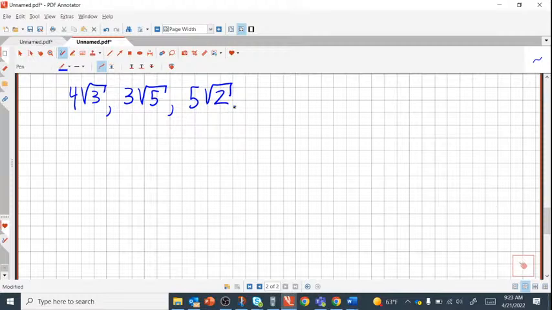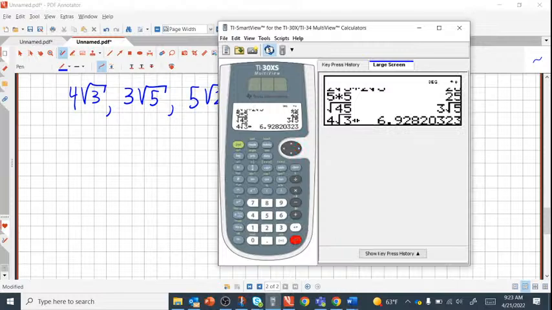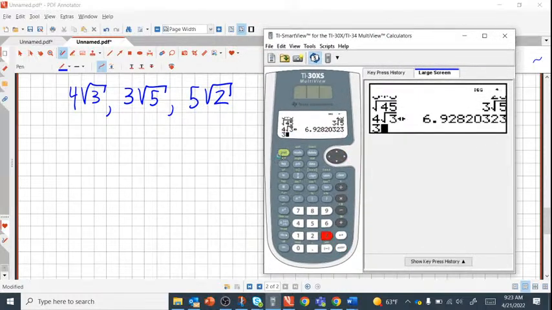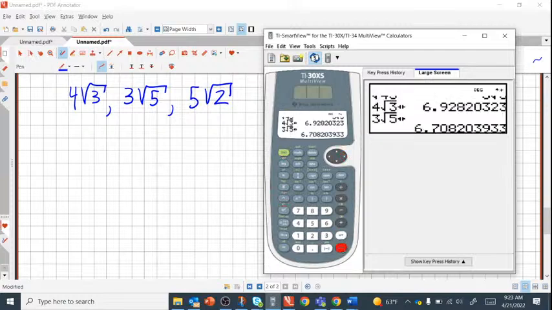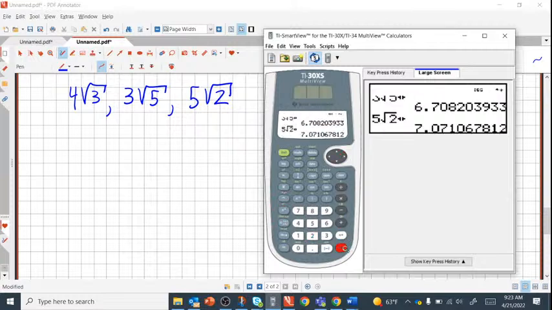Can someone tell me what the challenge is here? Why is this going to be challenging to start? Cormac: We don't know which one's the longest, right? So we're going to have to find out. 4 square roots of 3, let's approximate that: 6.928. 3 square roots of 5: 6.708. 5 square roots of 2: 7.07. So 5 square roots of 2 is going to be the longest side.